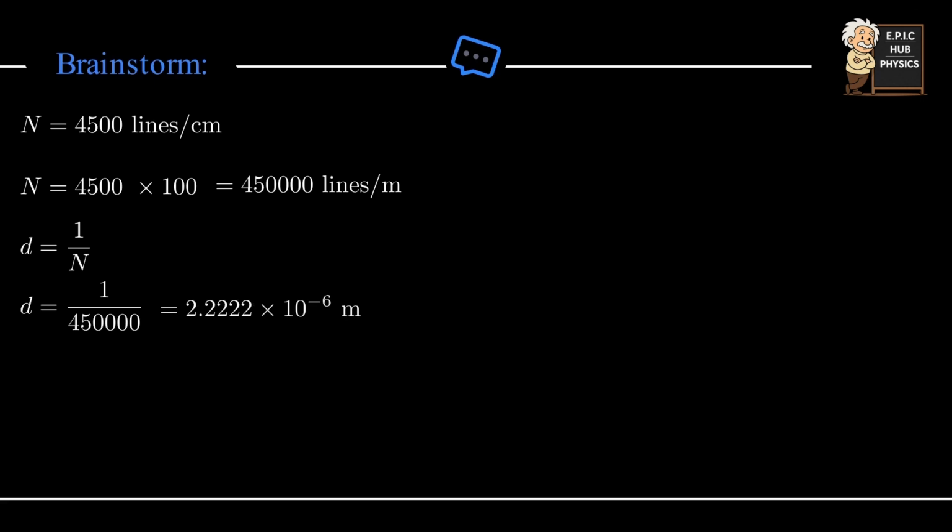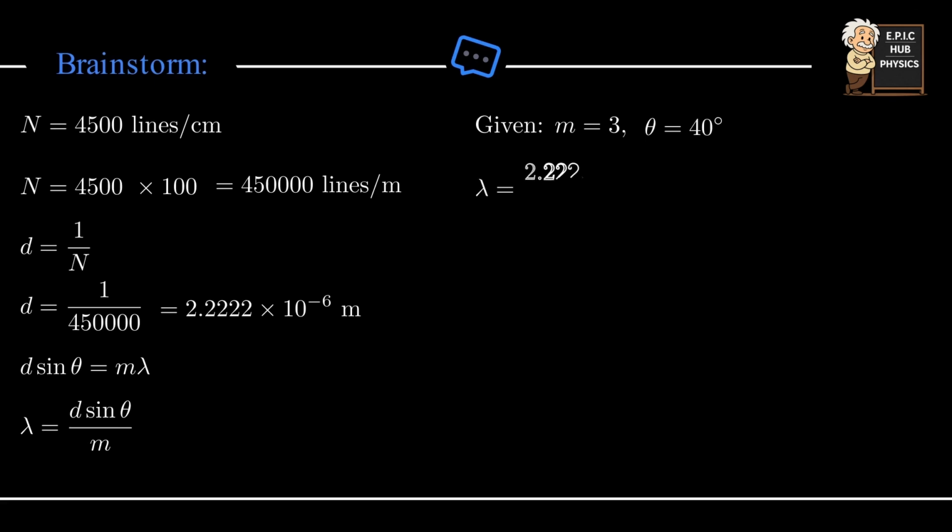The diffraction equation is d sine theta equals m lambda. We can rearrange this to solve for the wavelength. Lambda equals d sine theta divided by m, substituting the known values. d equals 2.2222 times 10 to the minus 6 meters, theta equals 40 degrees, and m equals 3. This gives lambda equals 2.2222 times 10 to the minus 6, multiplied by sin of 40 degrees, divided by 3.